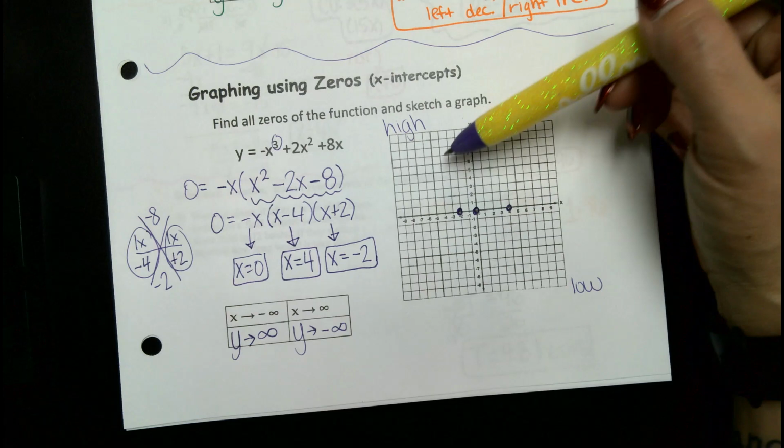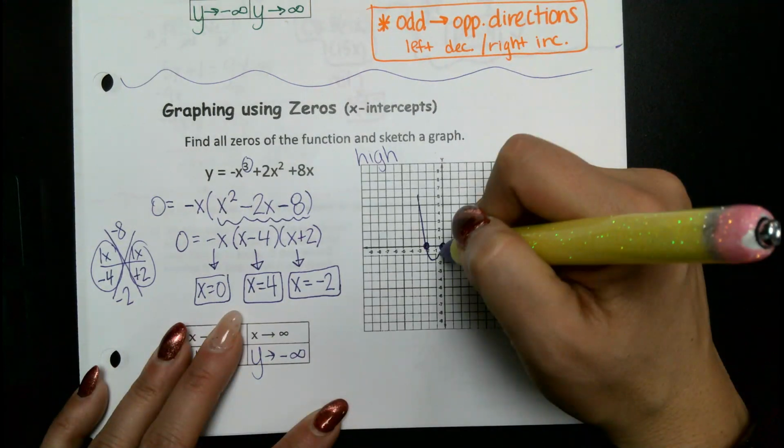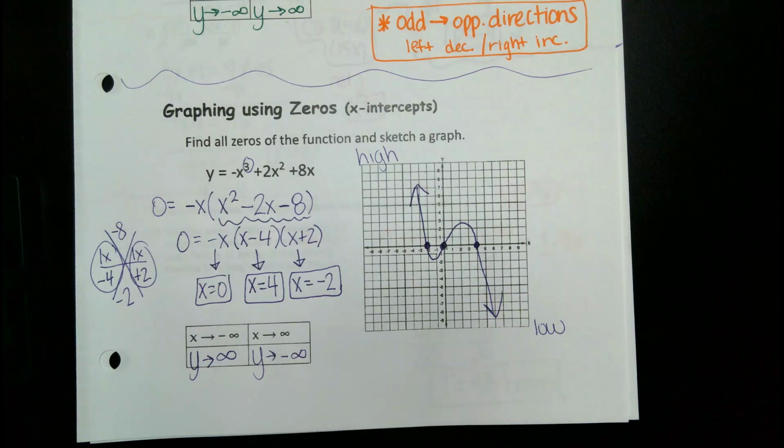Up here somewhere. You want to start up, come down, and curve around to hit all 3 points. And then just end down. So they are going opposite directions. It's going high to low, and we have our 3 points.